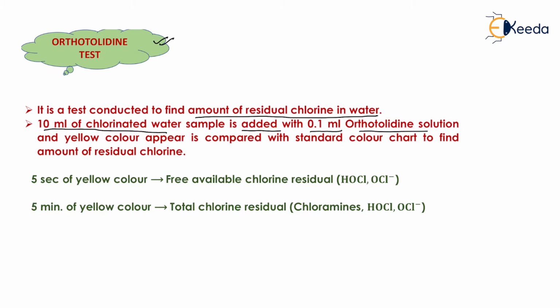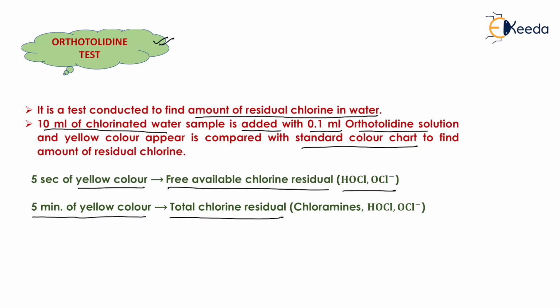Compare it with the standard color chart. During the first 5 seconds, the yellow color present in the beaker is compared with the standard color chart, which gives the free available chlorine residual, that is HOCl and OCl⁻. Now wait for another 5 minutes. After 5 minutes, the yellow color that appears in the beaker gives you the total chlorine residual, that is chloramines, HOCl and OCl⁻. That is the orthotolidine test for the determination of free available chlorine and total chlorine residual. Clear to all?